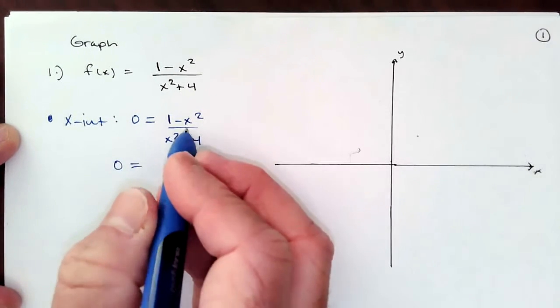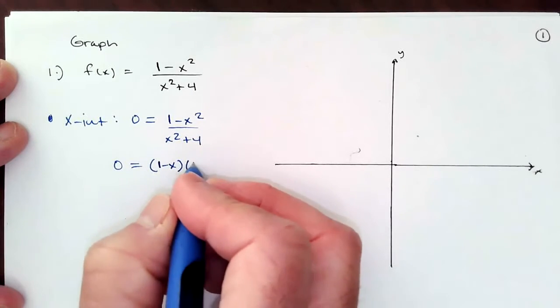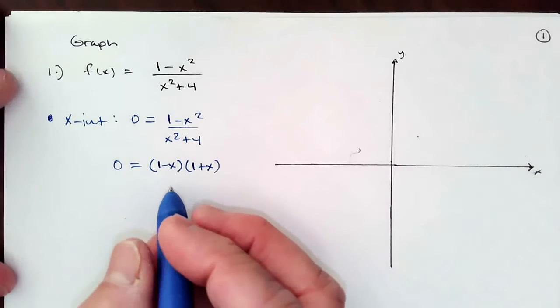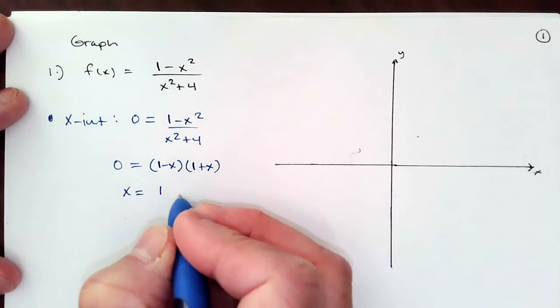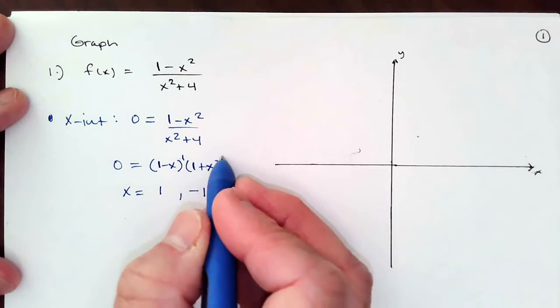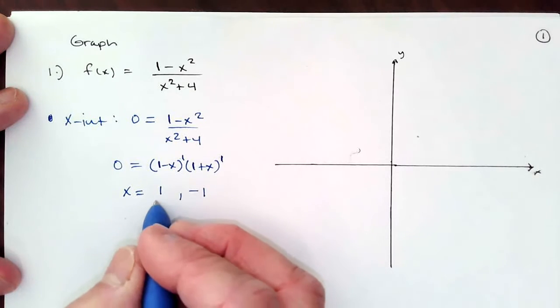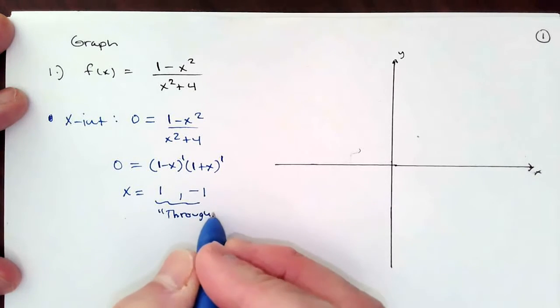x-intercepts are going to come from the top being equal to 0, and we should factor that completely if we want to look for the idea of the intercept going through or bouncing off the x-axis. So here I can see I have x-intercepts of 1 and -1, and in fact they're coming from odd powers. That's why you want to factor it, so you don't get tricked into thinking it comes from an even power. So both of these intercepts will pass through.